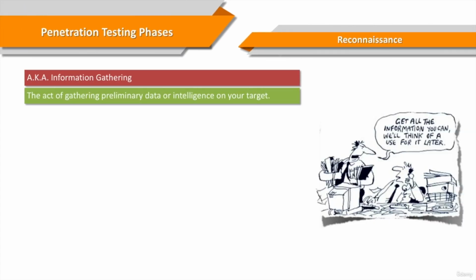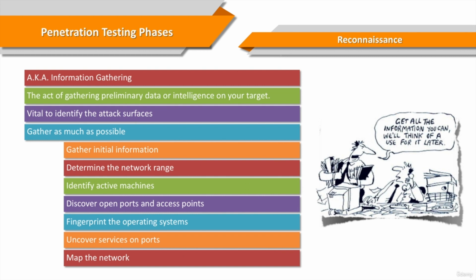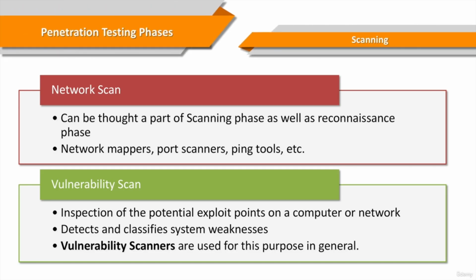Reconnaissance. As you already know, it's the act of gathering preliminary data or intelligence on your target. The data is gathered in order to better plan for your attack. The success of the pen test depends on the accuracy of your reconnaissance. A pen tester works on gathering as much intelligence on the client organization and the potential targets for exploit as possible. We can classify the scanning activities into two main parts.